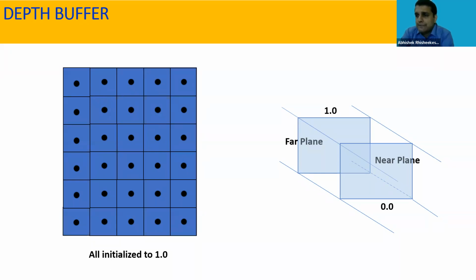So an object X, which is in front of an object Y, will have a smaller depth value than Y, in the range 0.0 to 1.0. Before you receive any objects to render, all values in the depth buffer are initialized to 1, setting them as farthest in the scene.